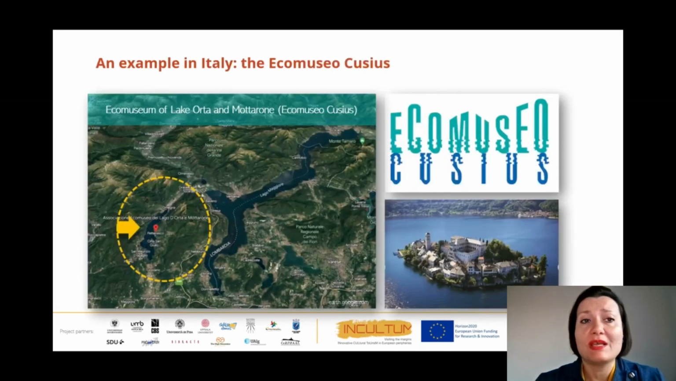Going instead to the present day, we find an example of an ecomuseum that has always made collaboration with the local community its distinctive feature. This is the Ecomuseum Cusius, or otherwise called Ecomuseum of Lake Orta and Mottarone Mountain. It is located in Italy, in Piedmont region, on the river of a small and romantic lake, which is an international destination for business tourism, leisure tourism, and wedding sector. Have a look at the wonderful view over the lake and its small island called St. Julius Island.